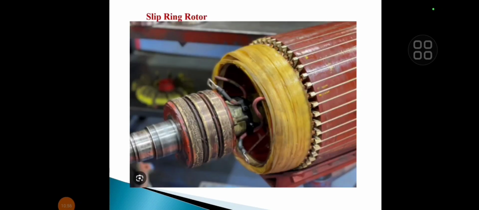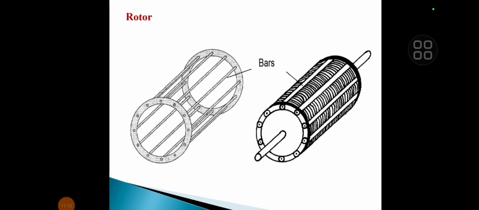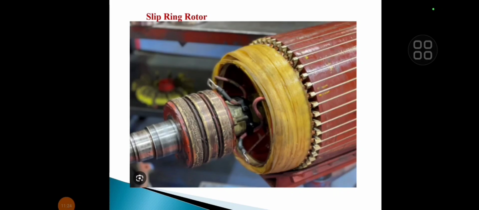Now this figure shows the construction of the slip ring rotor. The main advantage of the slip ring rotor is we can add external resistance in the rotor circuit, because in the case of the squirrel cage rotor there is no provision to add external resistance in the rotor circuit. So this is the main disadvantage of the squirrel cage rotor, and this disadvantage is overcome in the slip ring rotor.